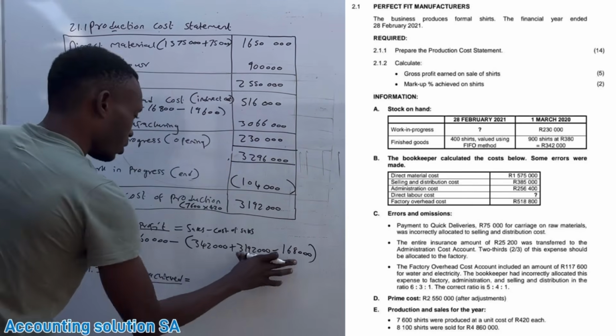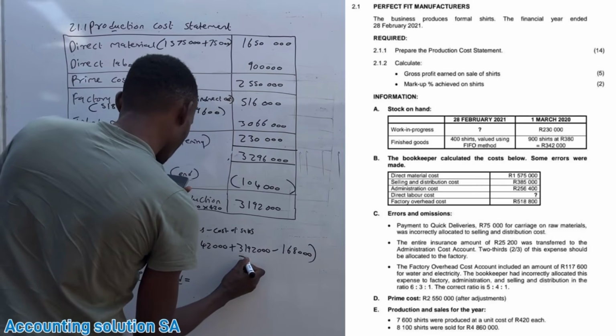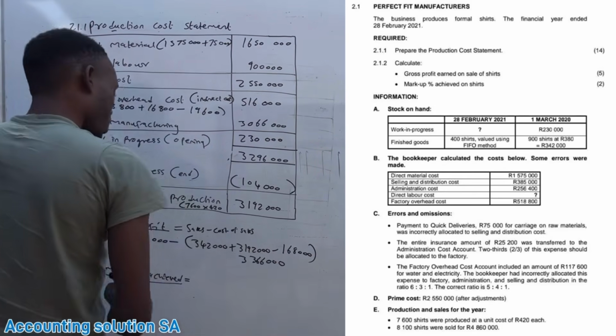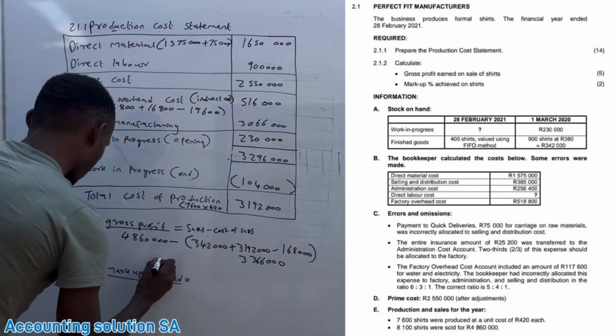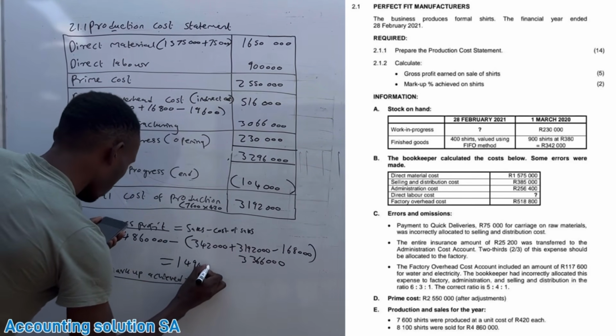If you do this, you're going to get a cost of sales of 3,366,000. Sales minus cost of sales is gonna give you a gross profit of 1,494,000.